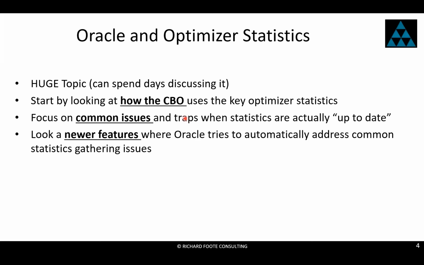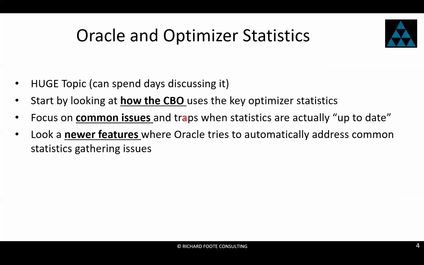All I'm going to do today in our little 90-minute session is start by looking at how the CBO uses some key optimizer stats, so we understand how the optimizers use the stats and why they're so important. Then we're going to look at some common issues and traps around statistics. I'm going to focus mainly on when they're actually up to date. So yes, you can have all sorts of stats when they're wrong and not captured and so on. But my focus is that you're actually doing best practice. You're actually collecting stats as one would normally do. And we're going to discuss some of the issues that you can still encounter.